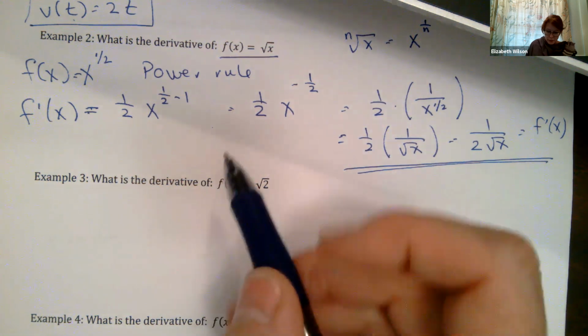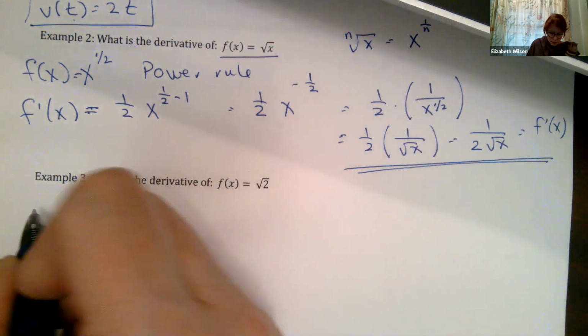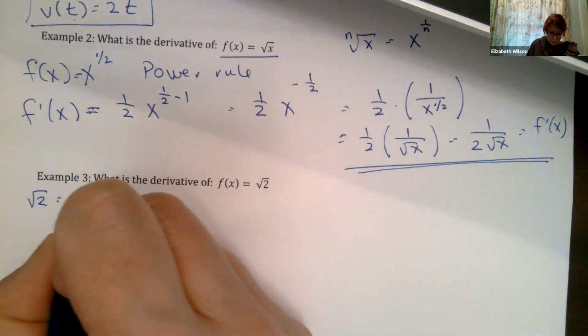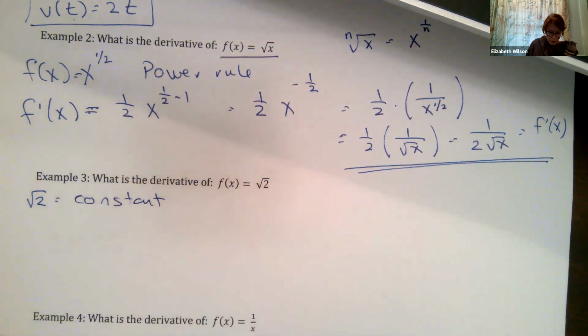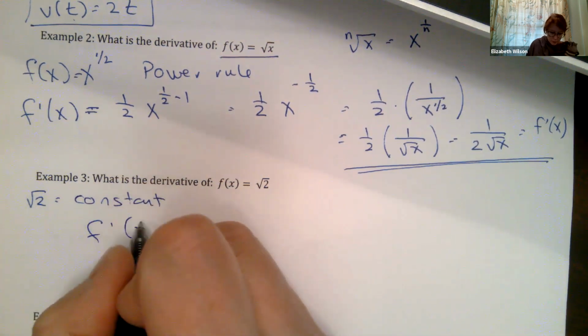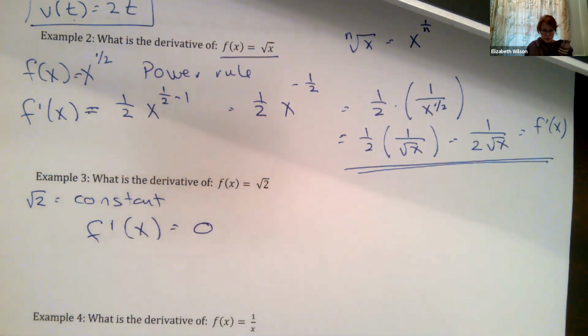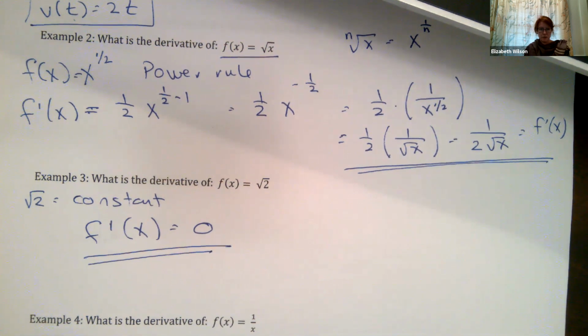Now, f of x equals radical 2. Radical 2 is a constant, right? So my derivative is just equal to 0. Derivative of any constant is equal to 0.